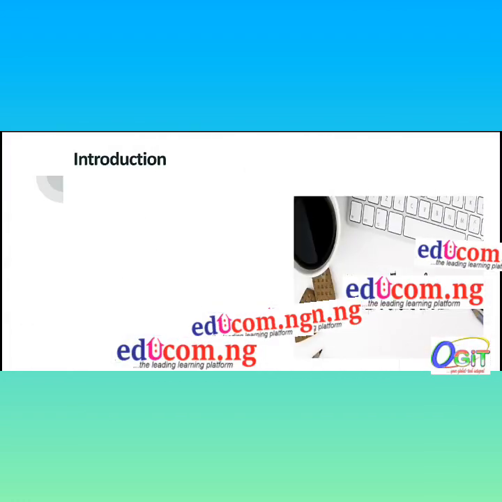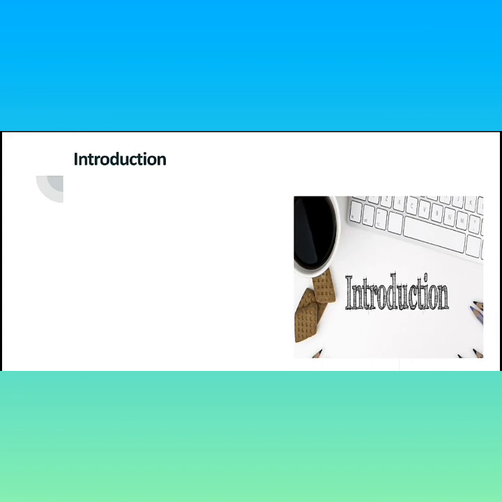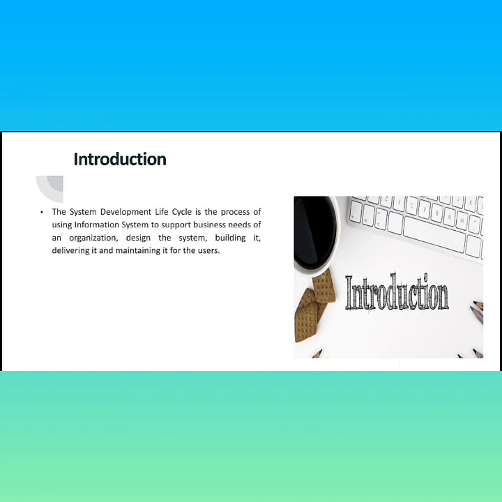Now, let us look at the definition of system development life cycle. What is system development life cycle? System development life cycle is a process of using information system to support business needs of an organization by designing the system, building the system, delivering the system, and maintaining the system for the users.